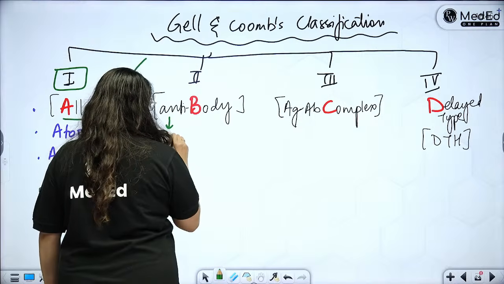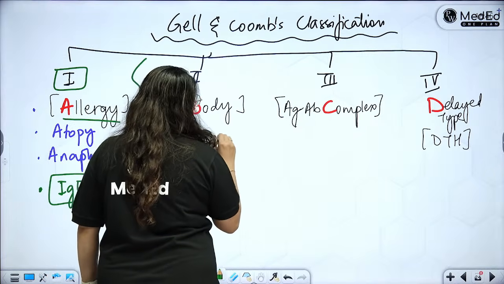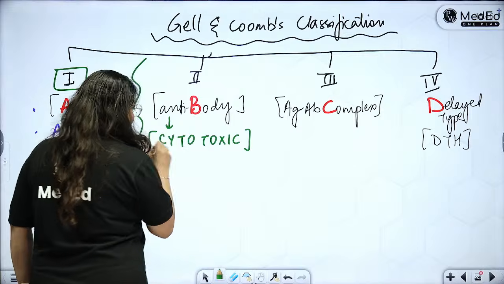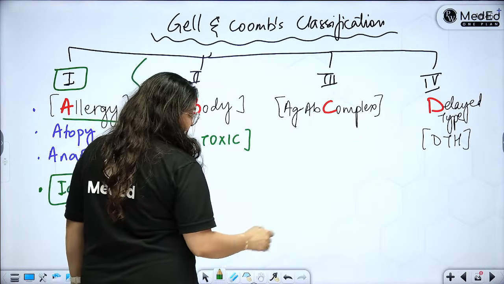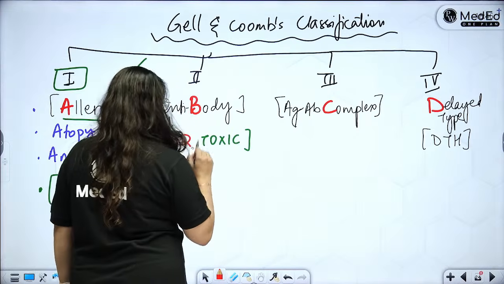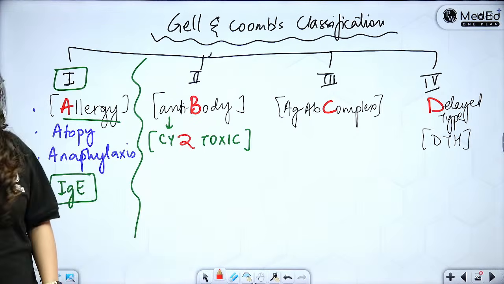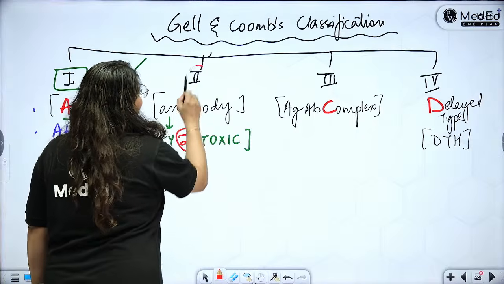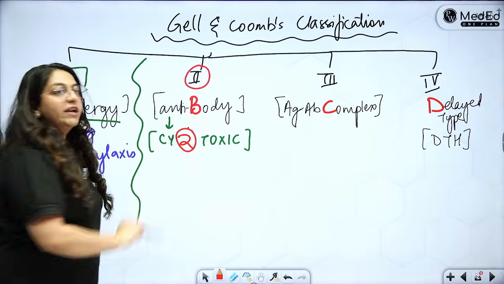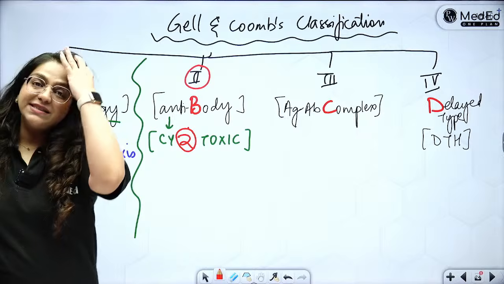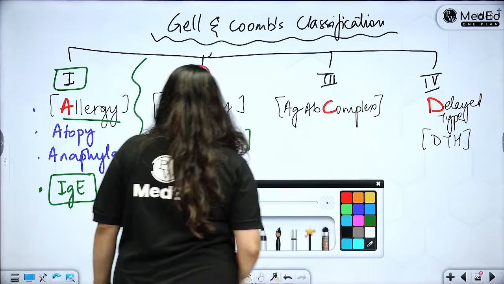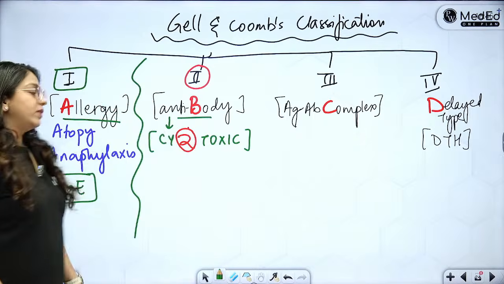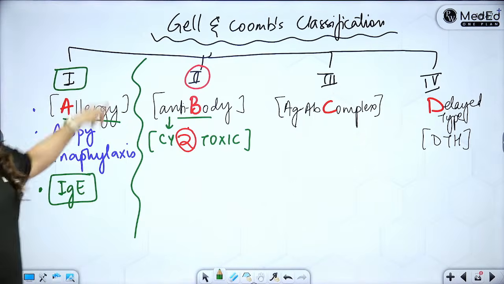Antibody is cytotoxic. Let me do something. Instead of cytotoxic, let's write it as cytotoxic. So this can help me remember that type 2 response is antibody mediated cytotoxicity. What is it? Antibody mediated cytotoxicity. So कौन सी antibodies involved होंगी? Obviously IgE is involved here.